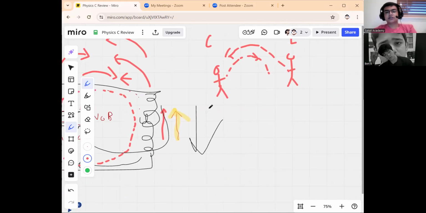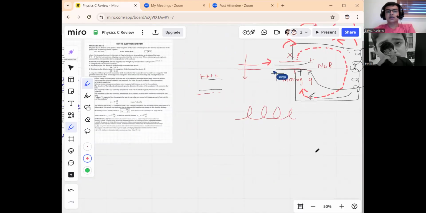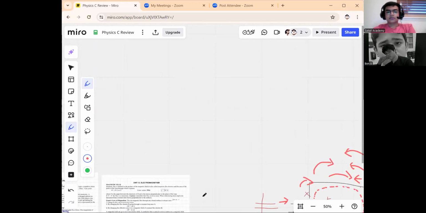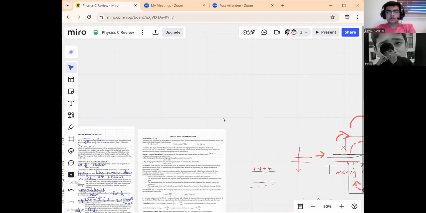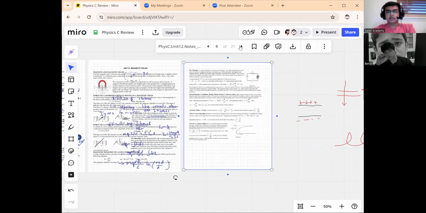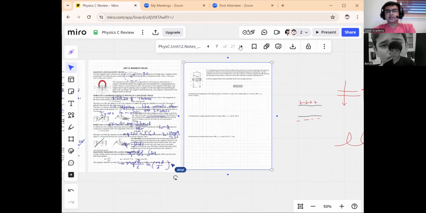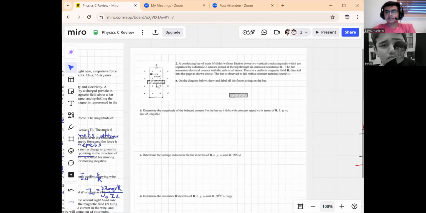LC circuits are less tested on this exam. The most important thing you need to know is straight up inductance, inducting all over the place.